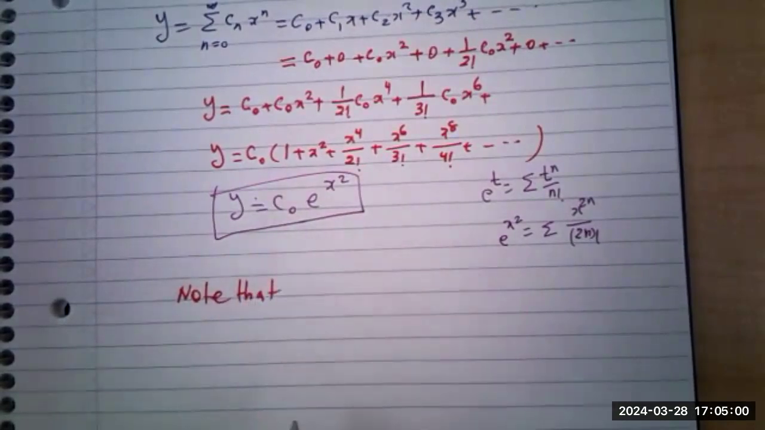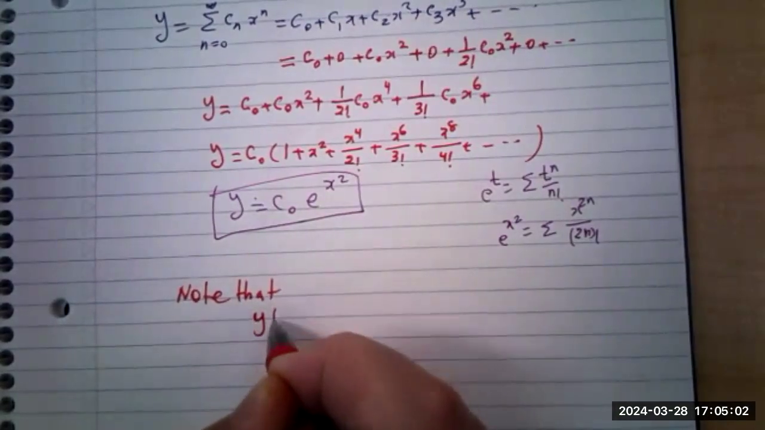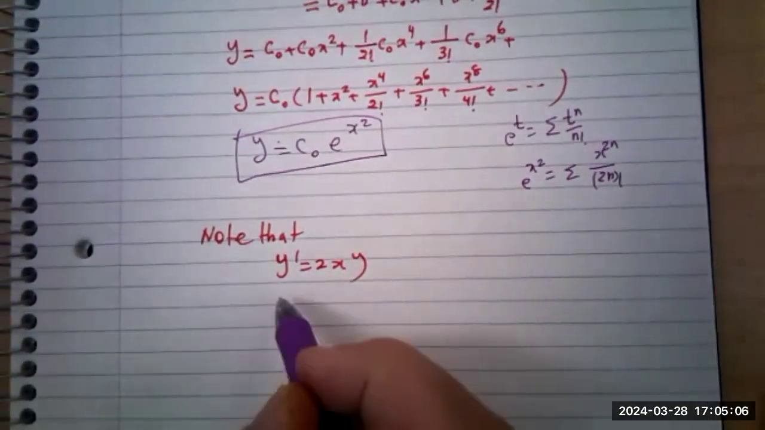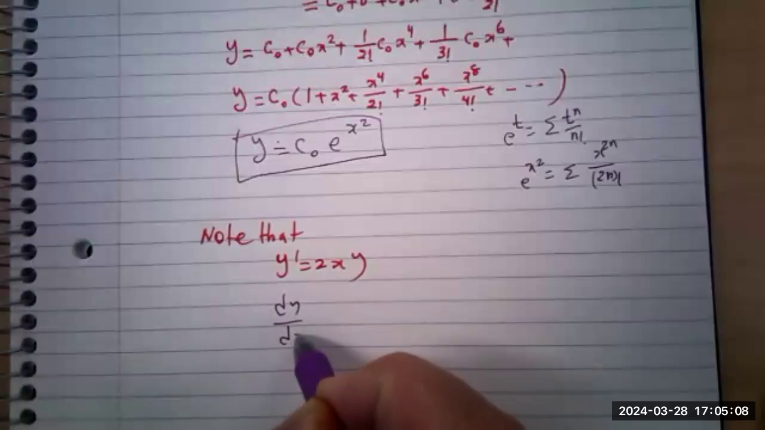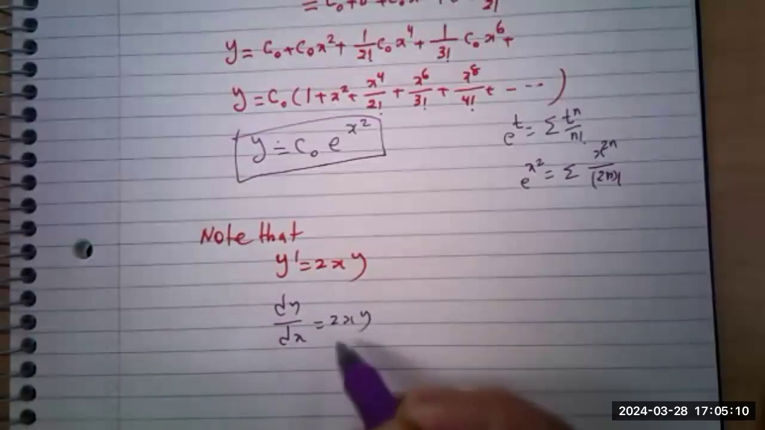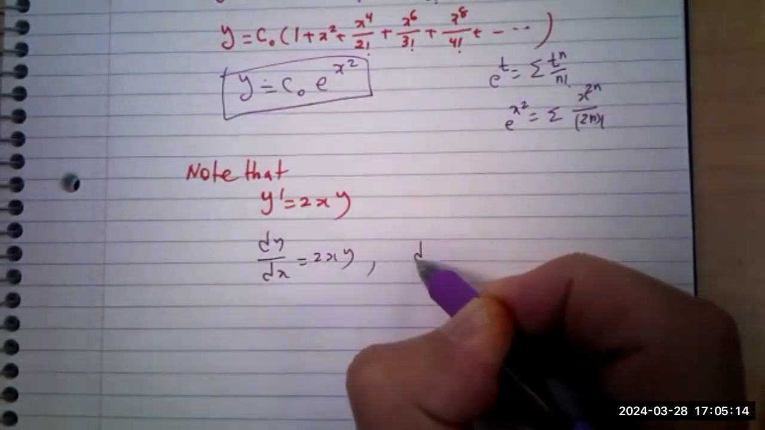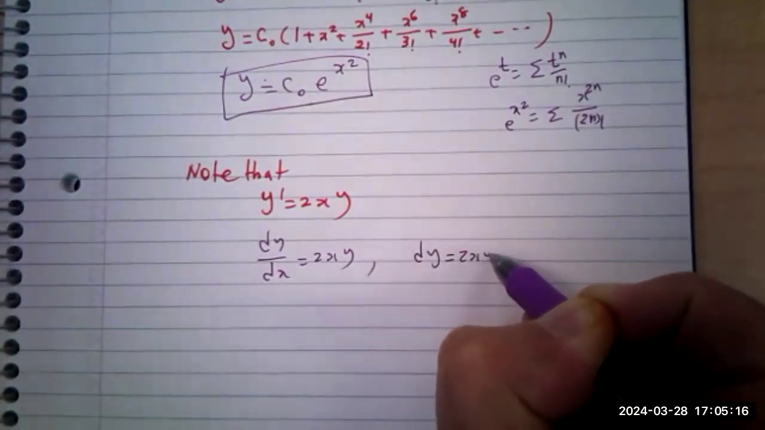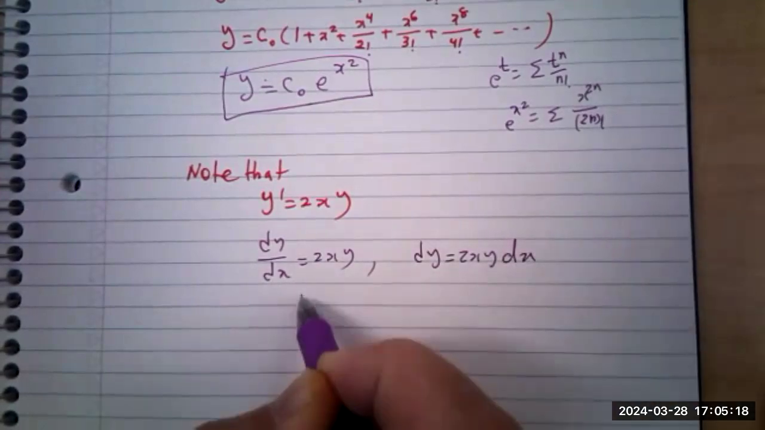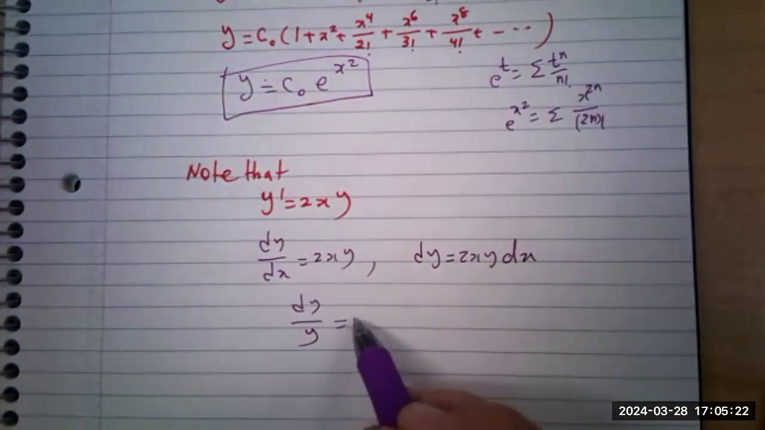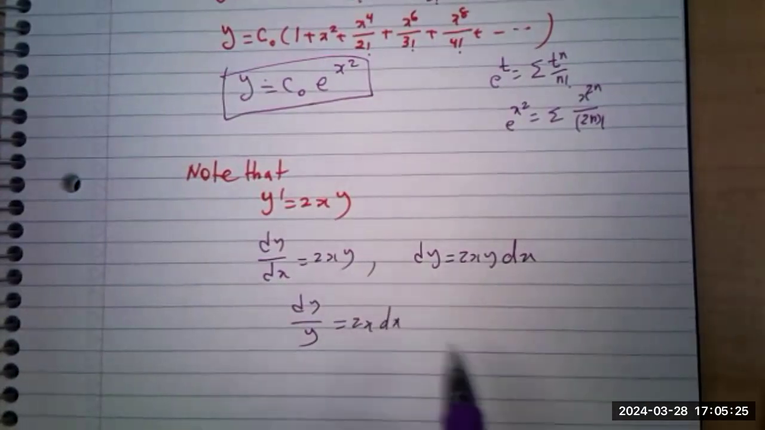What was the original equation? You see, you have y prime equal to 2xy. If you change the y prime into dy dx, it is separable. If you cross multiply, that gives you dy over y equal to 2x dx.